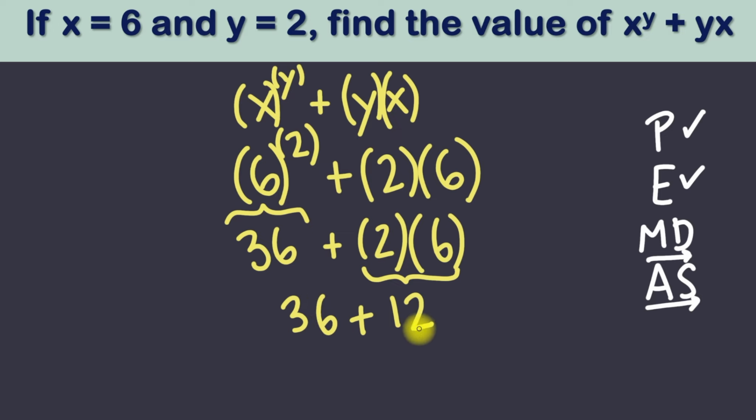Do you see any more multiplication or division to do in this new expression? Nope. So we're done with step 3 as well. And we'll move on to step 4, which is to add or subtract. What's 36 plus 12? Well, that's 48. So we'll write 48 here. And there's no more work to do, which means we're done with step 4. And that means our final answer is positive 48.